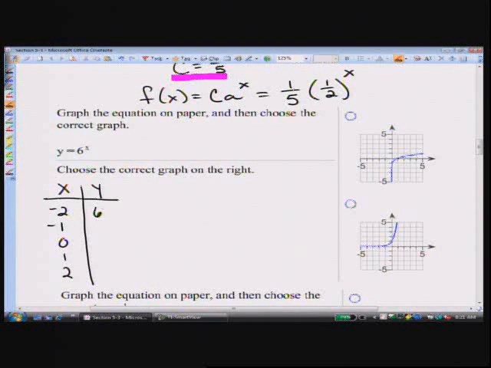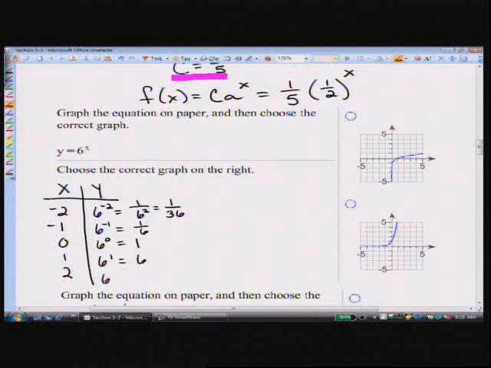All right, so this is going to be 6 to the -2. Remember, a negative exponent means move me. So this is 1/6 squared, which is 1/36. It's a very small number. Then the next point is 6 to the -1, which is 1/6. And then when you plug 0 in, that'll be 6 to the 0, which is just 1, and then 6 to the 1, which is 6, and then 6 to the 2, which is 36.